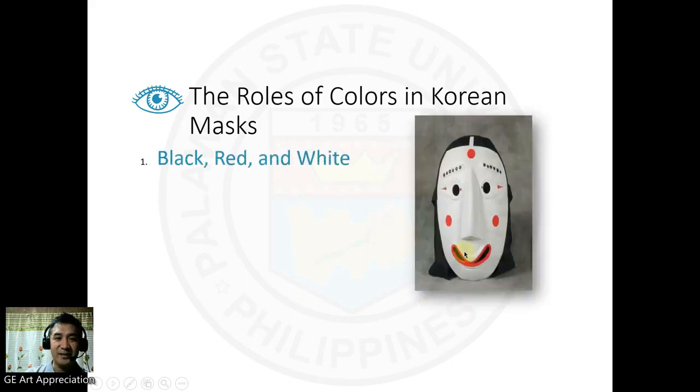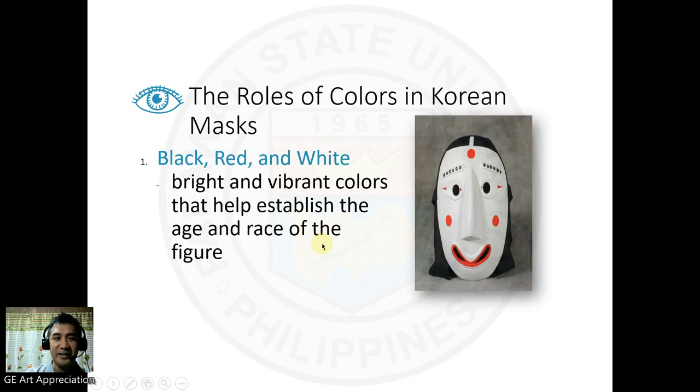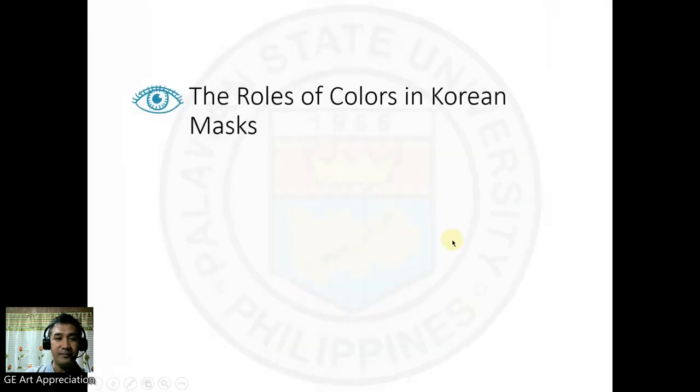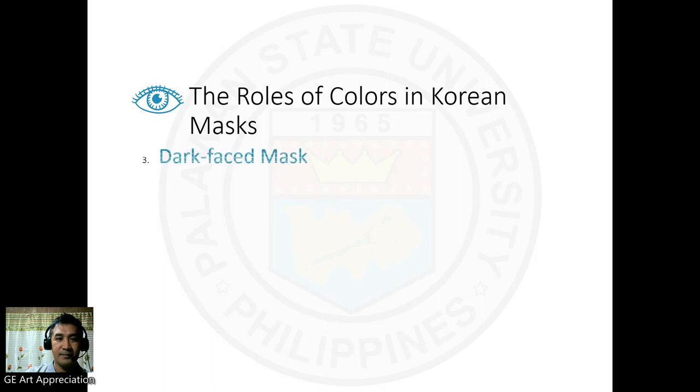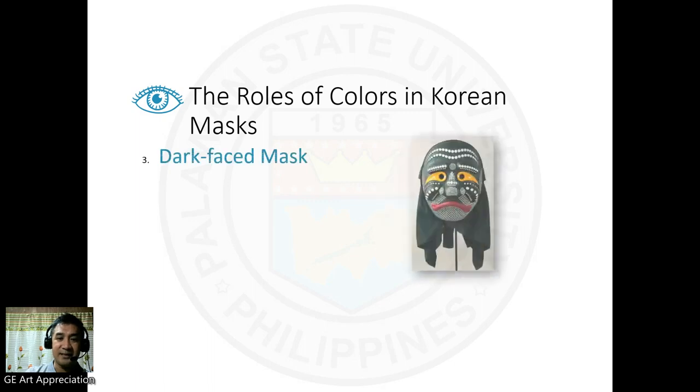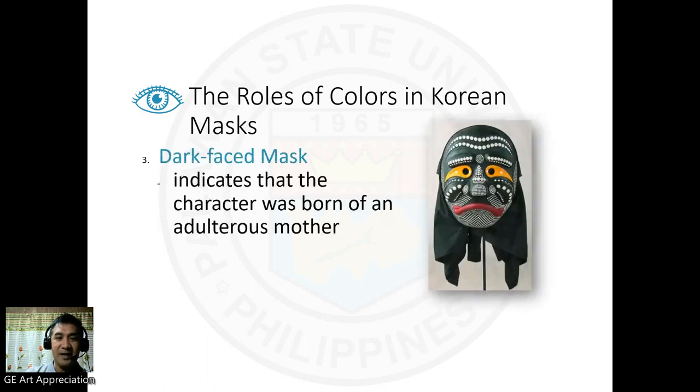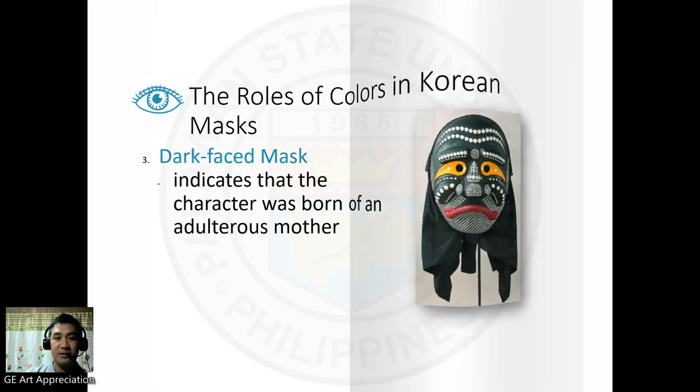Black, red, and white. What do they symbolize? They are bright and vibrant colors that help establish the age and race of the figure. The half red and half white mask symbolizes the idea that the wearer has two fathers, Mr. Red and Mr. White. The dark-faced mask indicates that the character was born of an adulterous mother.